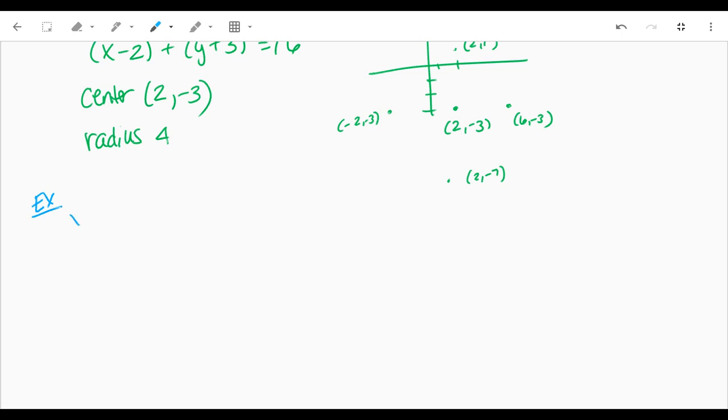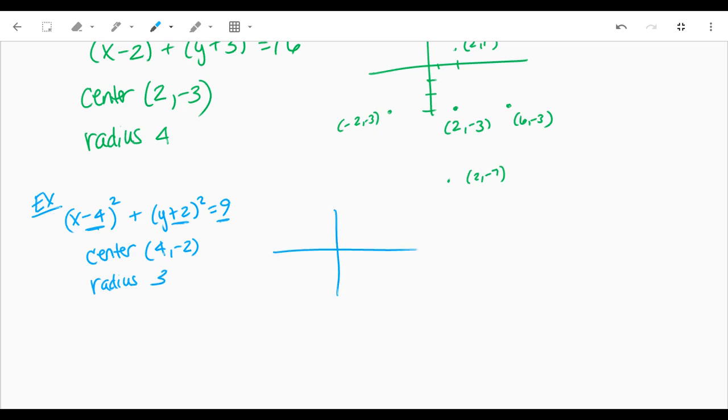We have (x − 4)² + (y + 2)² = 9. Okay, so the center there is at (4, −2), right? Minus 4 and plus 2, so you change the sign. And then the radius would be the square root of 9, which is 3.